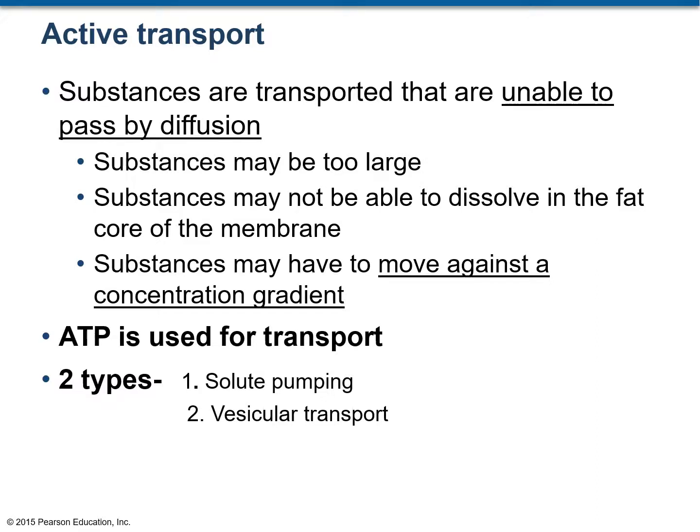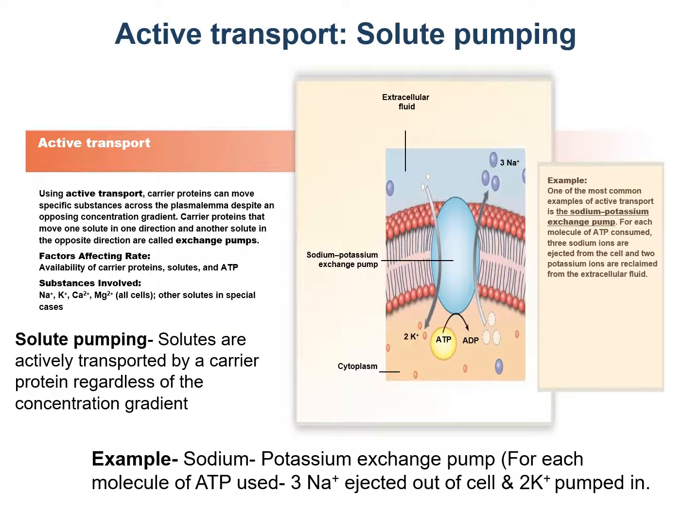There are two types of active transport. The first one is solute pumping and the second one is vesicular transport. Solute pumping, which is also sometimes referred to as just active transport, is a kind of active transport in which the solutes are transported using energy by a carrier protein, and it could be opposite to the direction of the concentration gradient. That means from a region of low concentration to a region of high concentration.